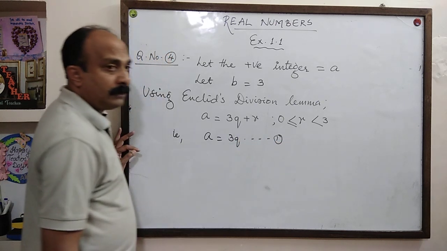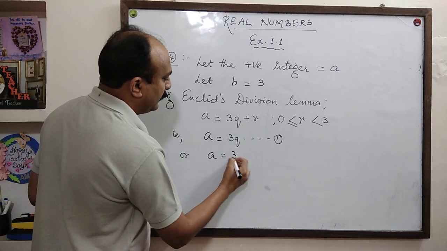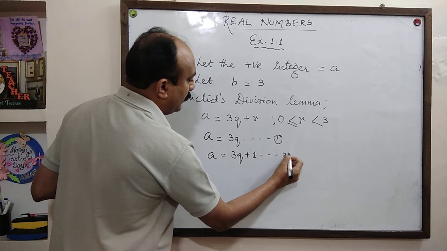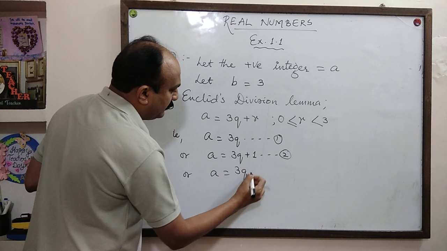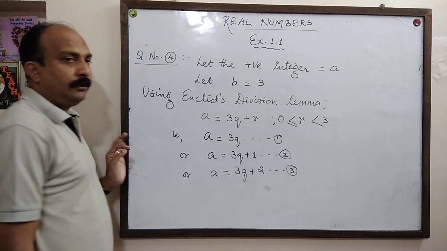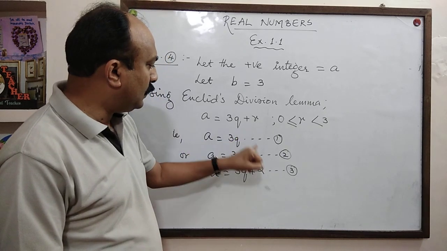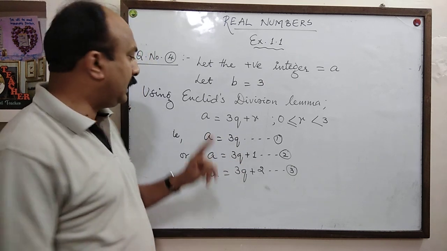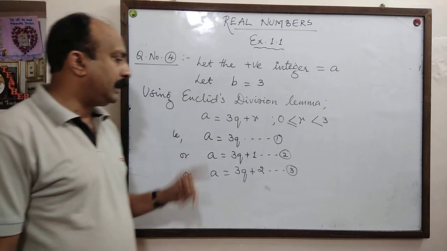I am taking it as equation number 1. Or the second possibility is 3q plus 1. When the remainder is 1, it will become 3q plus 1. Now what is the other possibility? Or the third possibility is 3q plus 2. So when a number is divided by 3, the possible remainders are 0, 1 and 2. So we will get these 3 possibilities for a. A can be 3q, or a can be 3q plus 1, or a can be 3q plus 2.